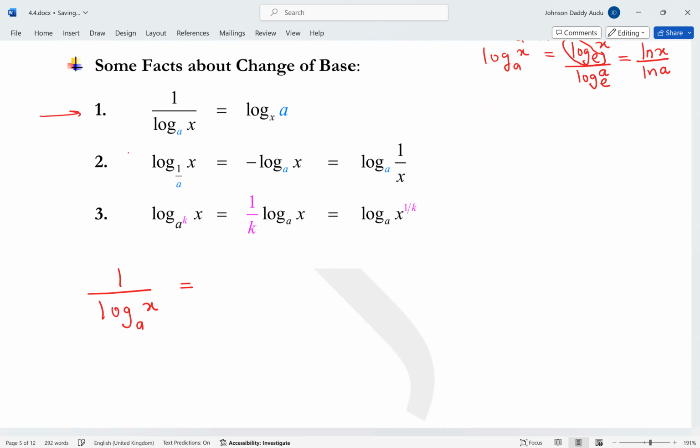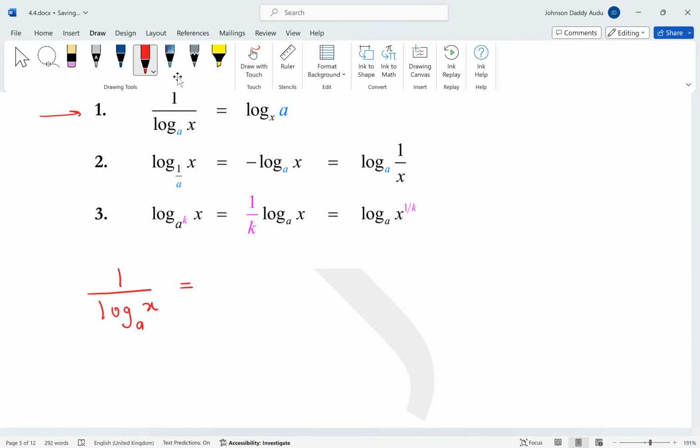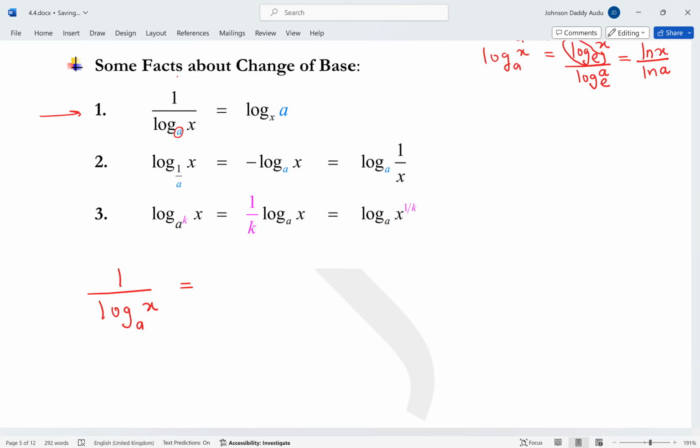Look at what is changing here. We are changing from base a, but here now, what is the base? Base x. So you are changing from a to x. Just write this. This is going to be 1 over, if I change from a to x, log x of x divided by log x of a, just by change of base.